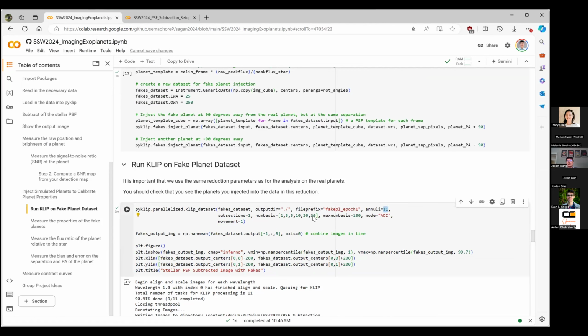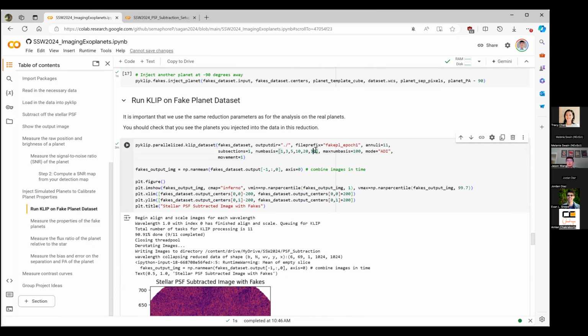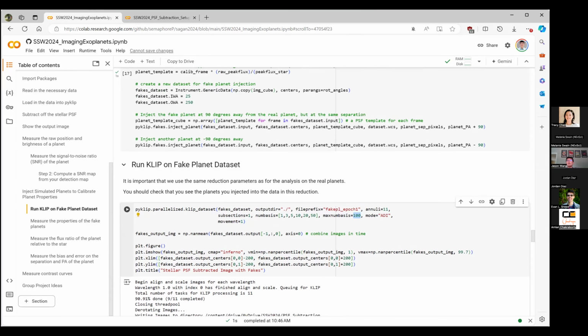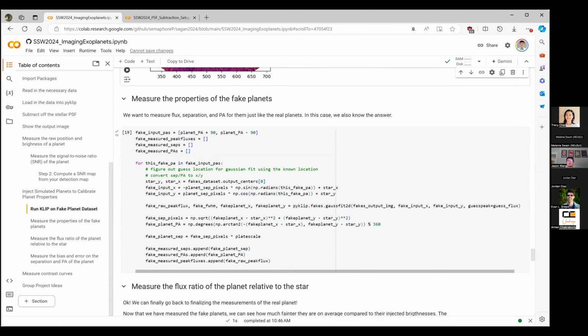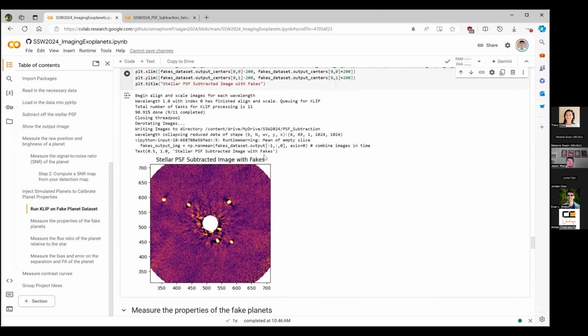So if we change annuli, num basis, max num basis, or movement, those need to be changed in exactly the same way here. I realize, do I have another typo? This should be 50, I think. But make sure that the parameters they use further up are exactly the same as the parameters they use further down here. And as long as that is true, then they just need to rerun the fake planet injection.